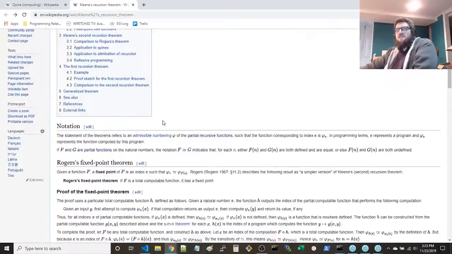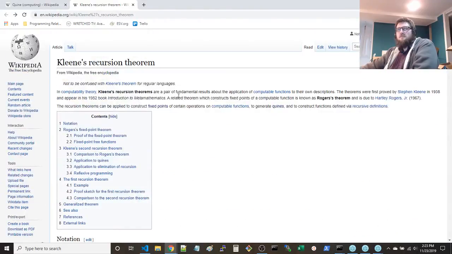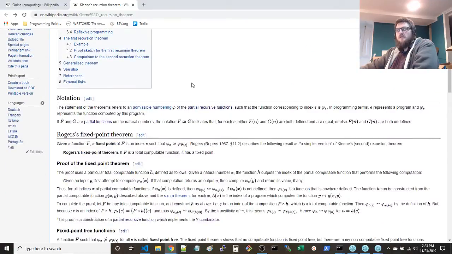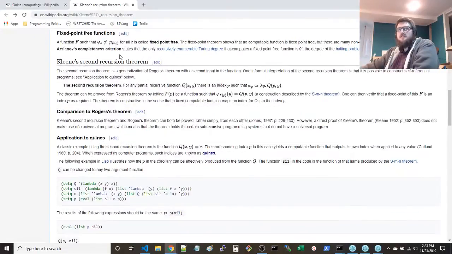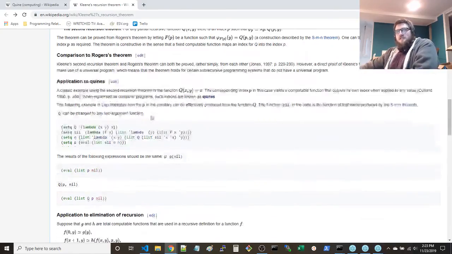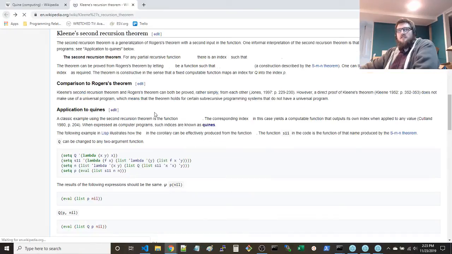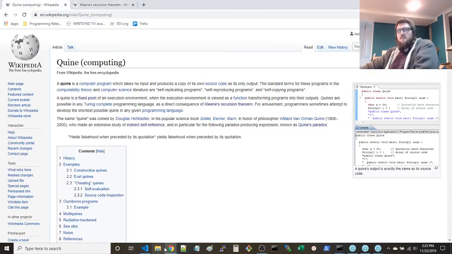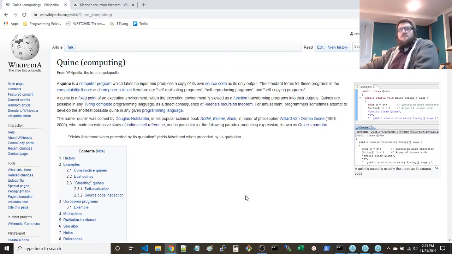Alright, so apparently you can do something with Quine's recursion theorem, but I don't really care to fully understand what this means. Description, there's Rogers fixed point theorem and Quine's second recursion theorem, which has some meaning and apparently has application to quines. So maybe I do need to go read this if I really want to know, which I don't really want to read these things. Just don't care that much, man.